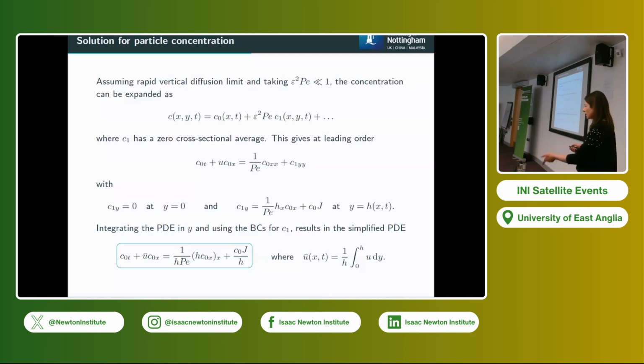And substituting this expansion into the convection diffusion equation gives rise to a simplified PDE with some boundary conditions that can be solved together to give us a PDE which is only for the leading order concentration C0. So here we have U bar, the average horizontal velocity in the fluid, defined by the integral of U. We also have the evaporative flux. Both of these terms will be obtained later in a couple of slides.